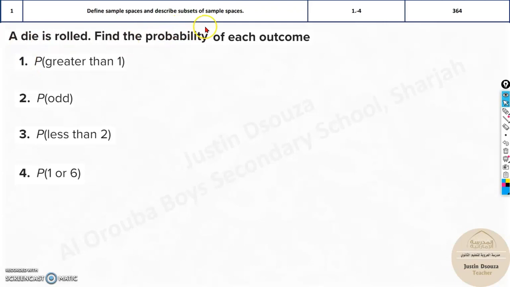This is about sample spaces, subsets, basically about probability. Though they have told us to define sample spaces, these are the questions mentioned. Find the probability of each outcome.